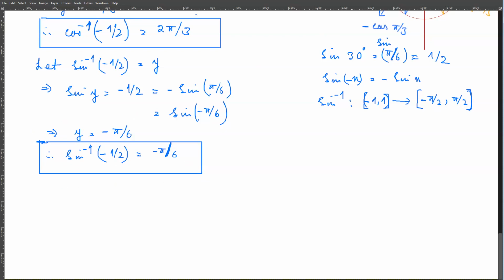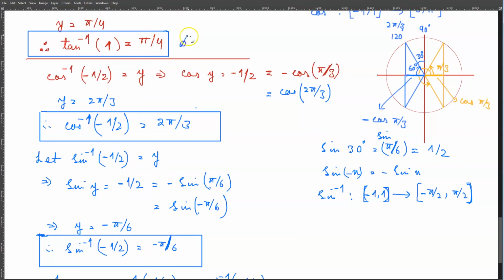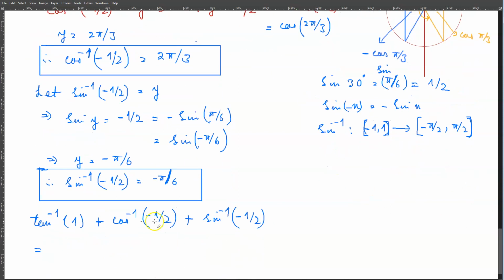Now the question was originally tan inverse of 1 plus cos inverse of negative 1/2 plus sine inverse of negative 1/2, that is equal to, so tan inverse of 1, we said that it's equal to pi by 4 here. It is equal to pi by 4.